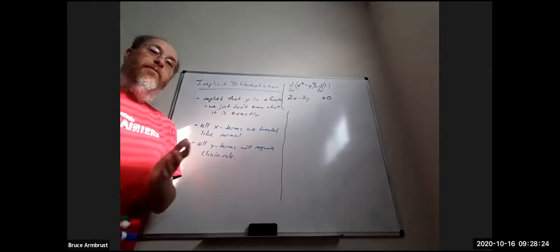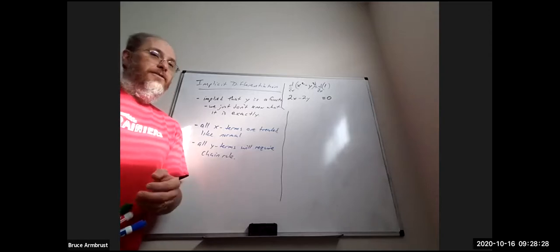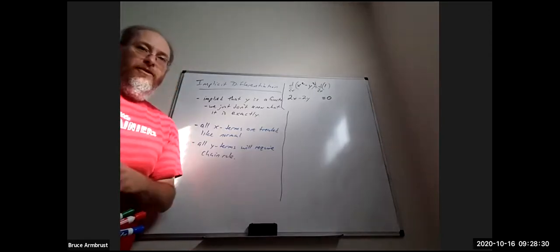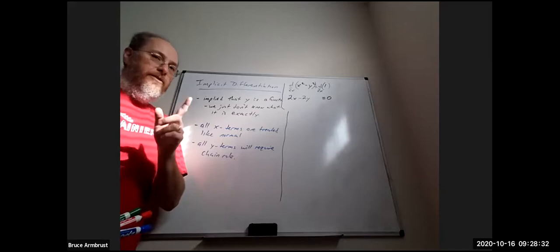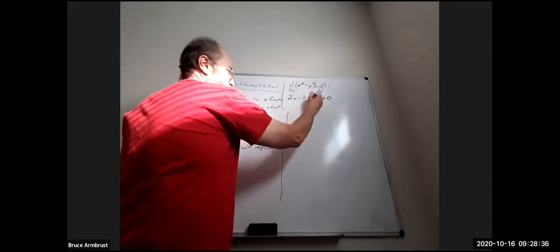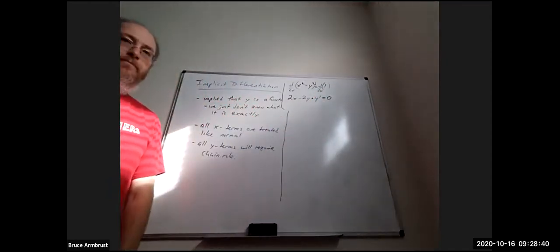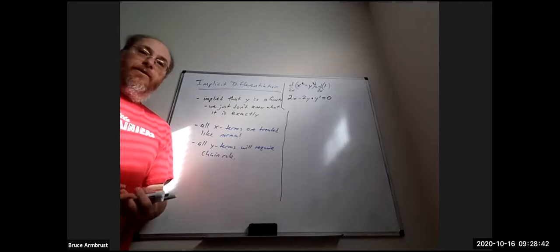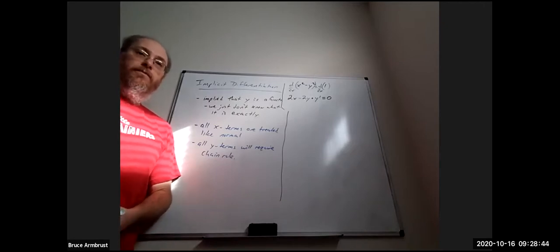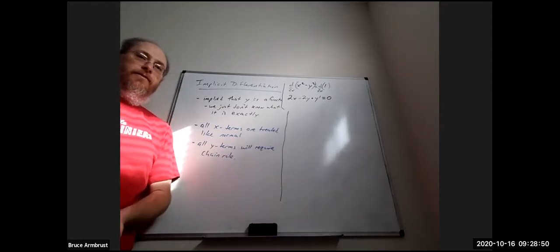But I know you're going, but Bruce, we don't know what y is. Well, class, you're right. You don't know what y is. So what we're going to write is the derivative of y. I'm just going to write y prime. So that's how we're going to attack the chain rule when we use implicit differentiation. What's y? I don't know. What's its derivative? Y prime.